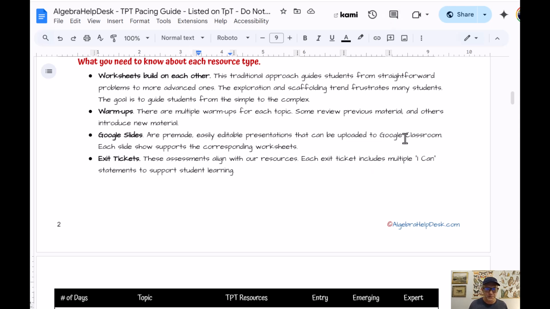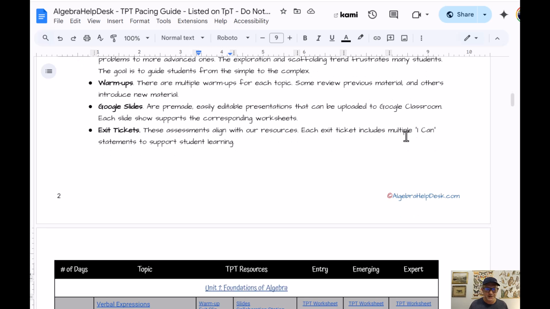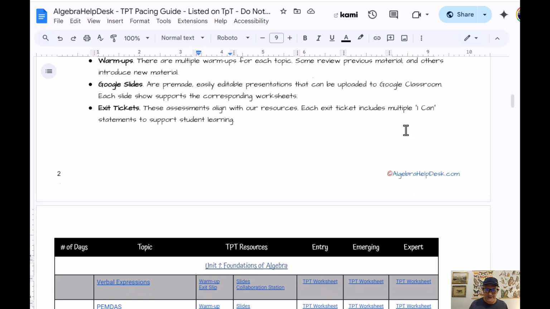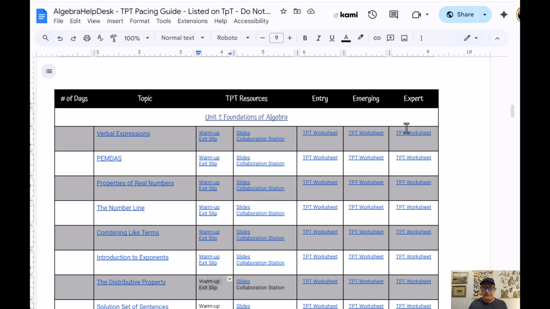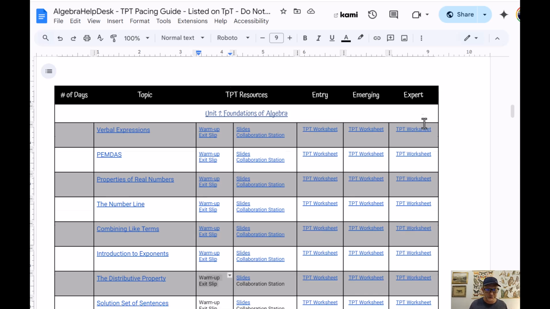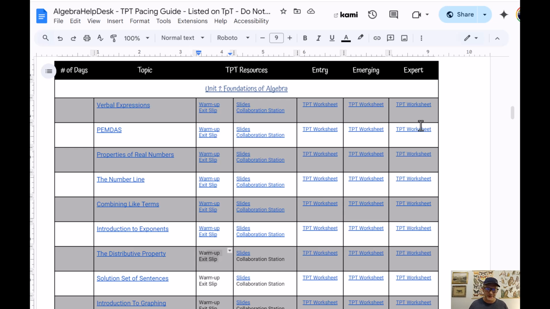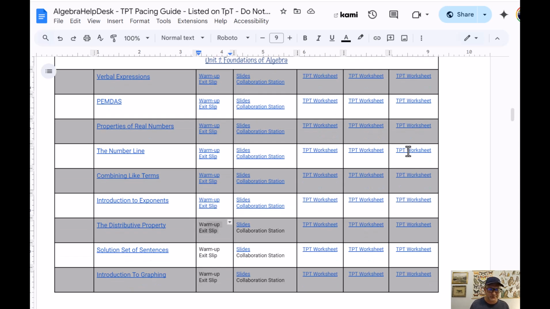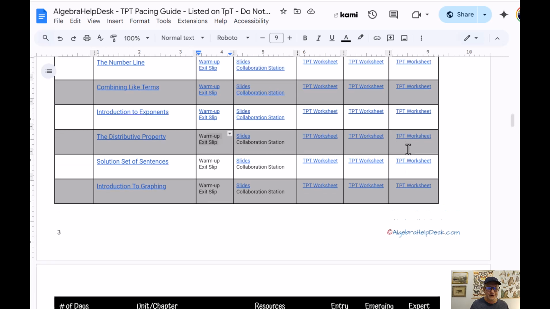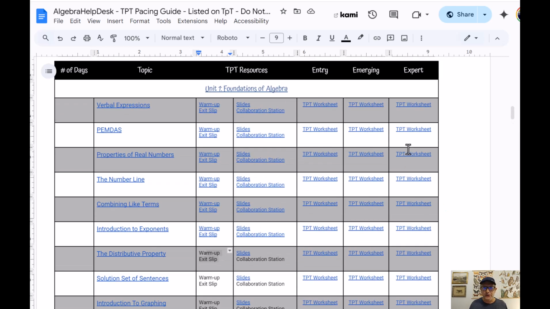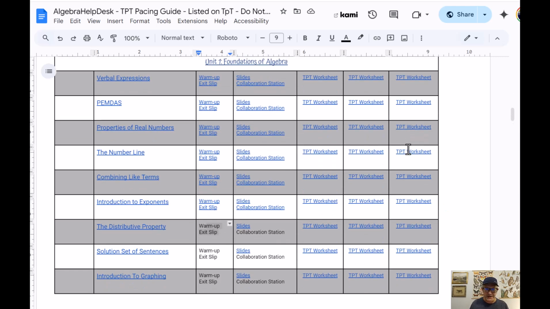We're working on warm-ups for each topic. We're working on Google Slides, and we're working on exit tickets. Currently, we have all of the worksheets. We have our entry, emerging, and expert level worksheets for all of Algebra 1. And we're currently in the process of building, and I say we, it's just me, our warm-ups, exit slips, slides, and collaboration exercises. But we start off with Unit 1, and that's just your foundations of algebra.